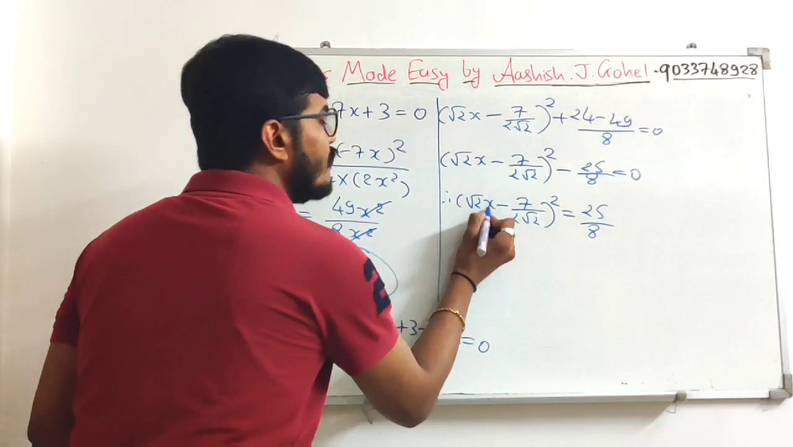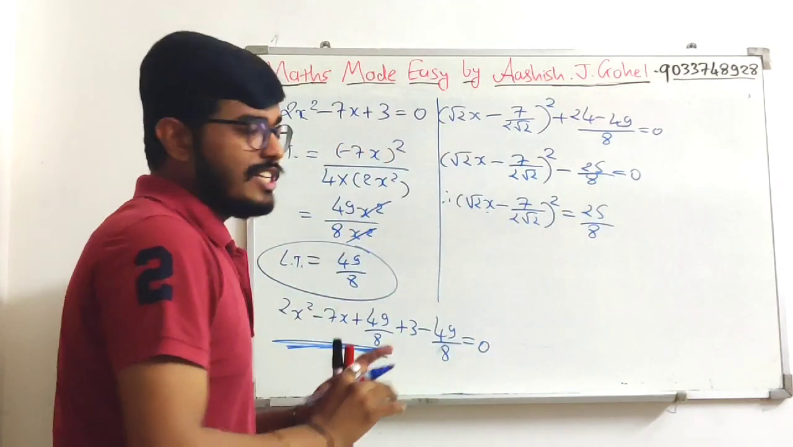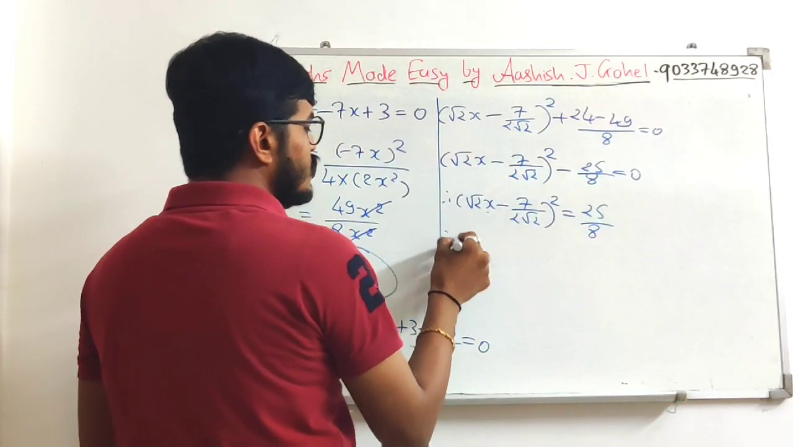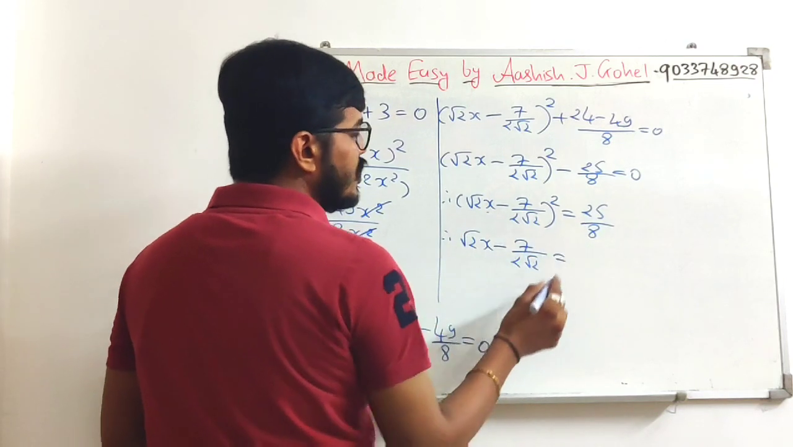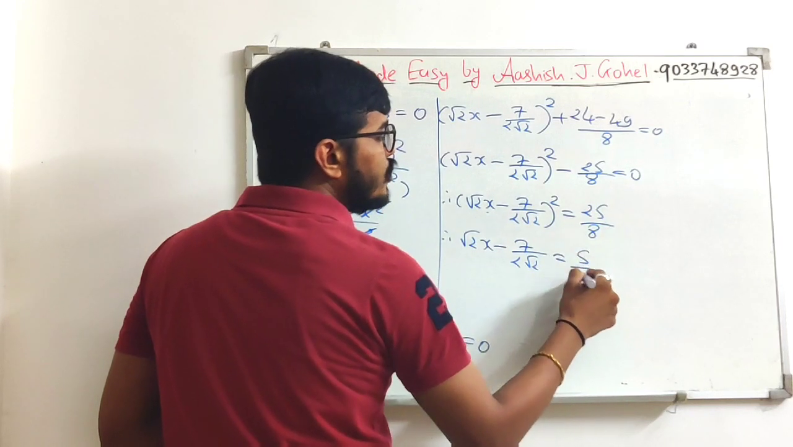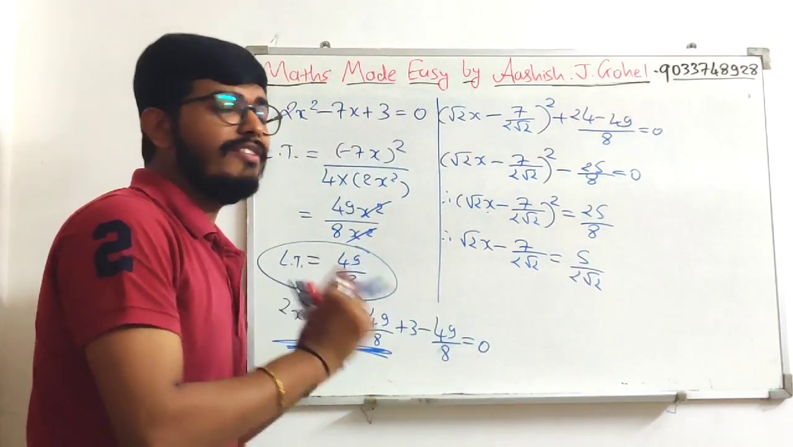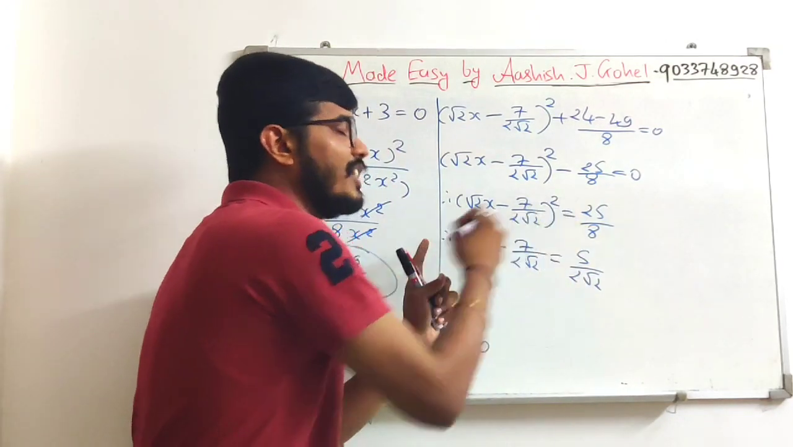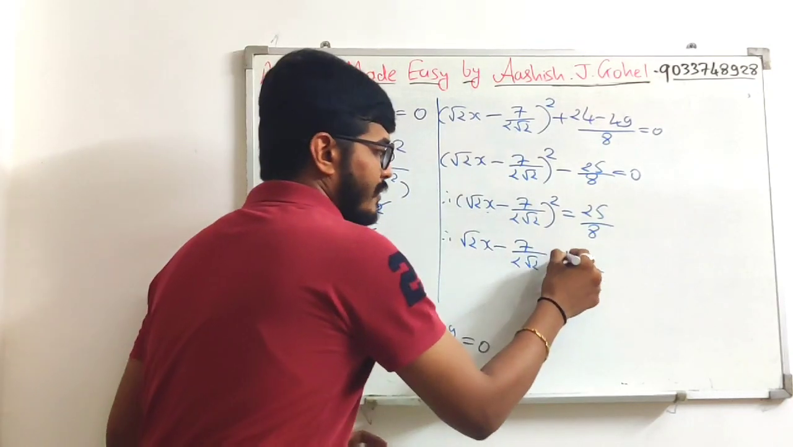Now if I want the value of x, then I need to take the square root on both sides. So let us take the square root on both sides. We will get √2x − 7/(2√2) is equal to the square root of 25, which will be 5, and the square root of 8 will be 2√2. But here one thing you need to remember: whenever we are taking the square root on both sides of the equation, then on one side you need to put plus or minus.